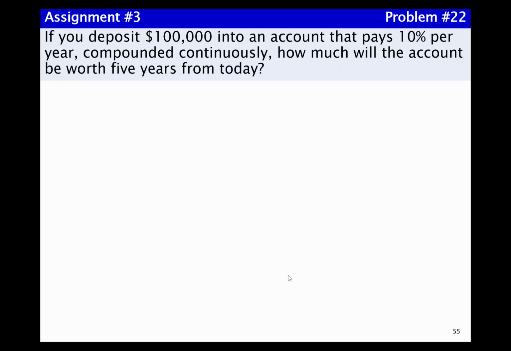22. If you deposit $100,000 into an account that pays 10% per year compounded continuously, how much will the account be worth 5 years from today? Okay, it's a simple future value, present value calculation. We've done this where we had 10% compounded annually, semi-annually, quarterly, and then monthly, but then we stopped. We could have compounded it daily, every second, every billionth of a second, or you can actually compound it continuously, which means you're compounding it every infinitesimal part of a second.